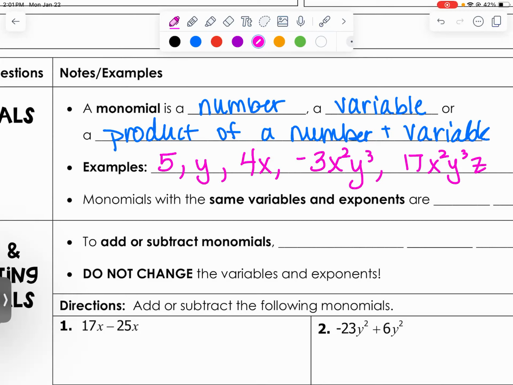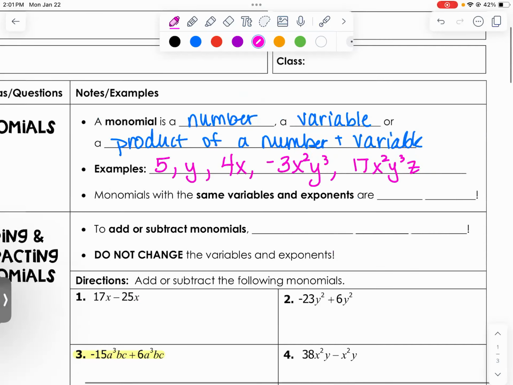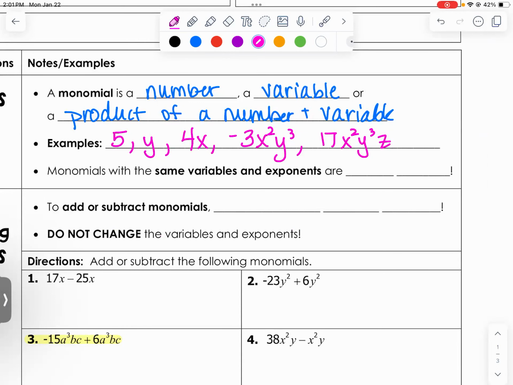Now, I heard somebody say this phrase. If we have monomials that have the same variables and exponents, then we consider these to be like terms. And I did hear one group talk about like terms.